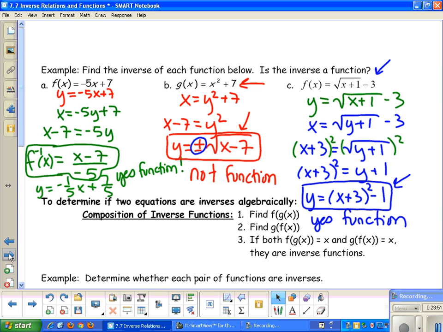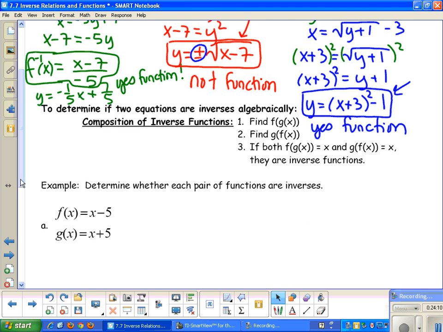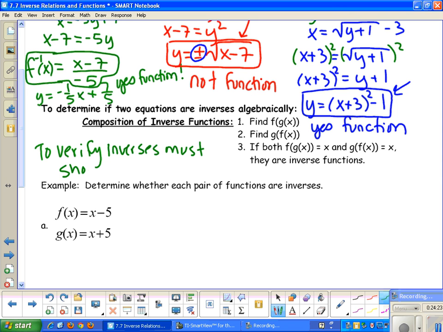Now, the last part of this is to determine if two equations are inverses algebraically. In order to do this, you have to use composition of functions. And composition of functions, remember, is when you do f of g of x or g of f of x. Now, in order to verify if they are inverses, you have to do all 3 of these steps. So to verify inverses, you must show all 3 steps that we have right here.